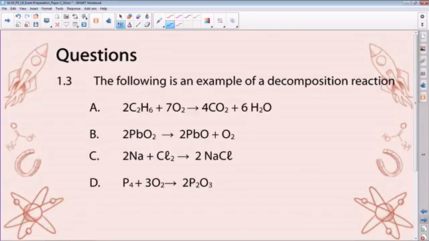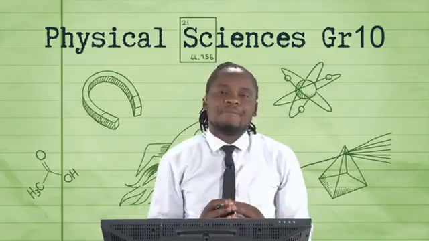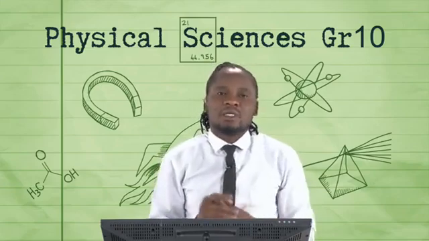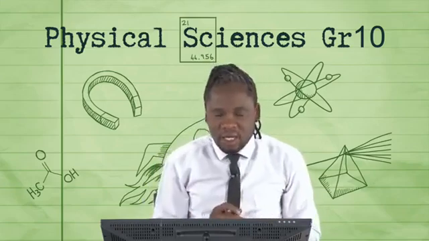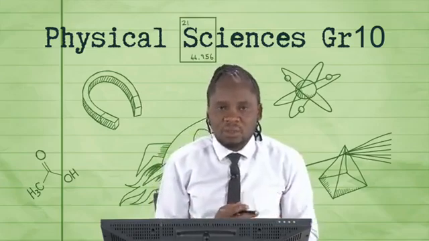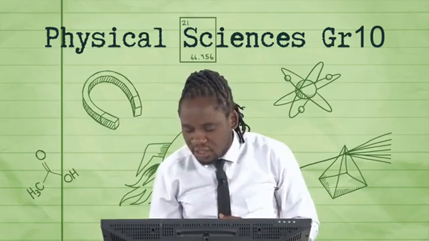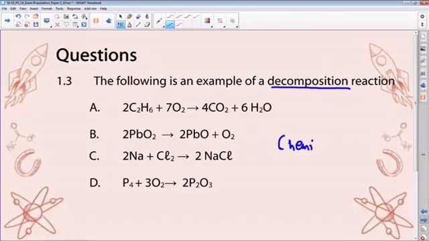So if we look at the next question, it says here, the following is an example of a decomposition reaction. There are two types of reactions that we've discussed during the course of the term. We spoke about decomposition and synthesis reactions when we spoke about chemical change. So typically in any chemical change, we must understand in terms of classification, we've got synthesis, which has to do with turning simple substances into complex ones, like your photosynthesis, as you could come to think of it in your life sciences, right?